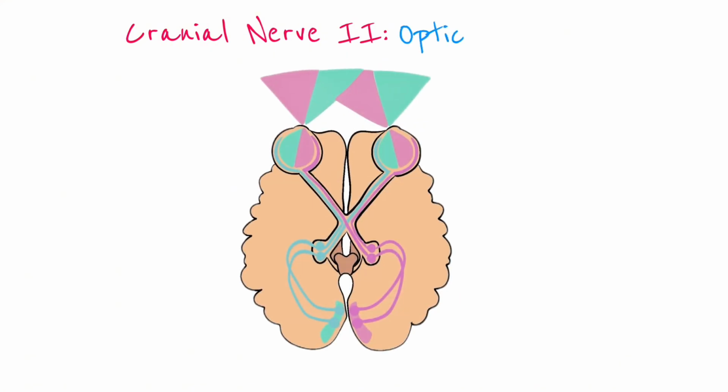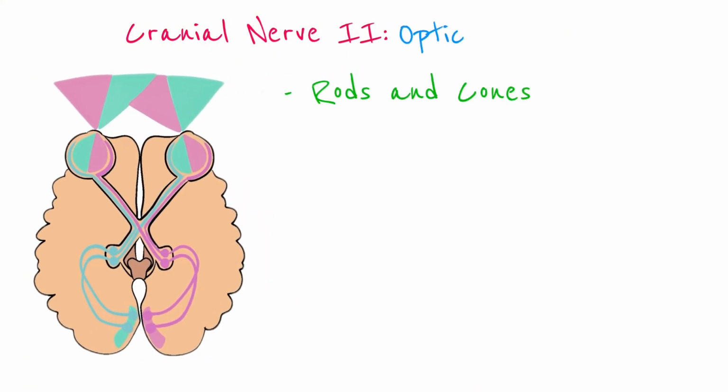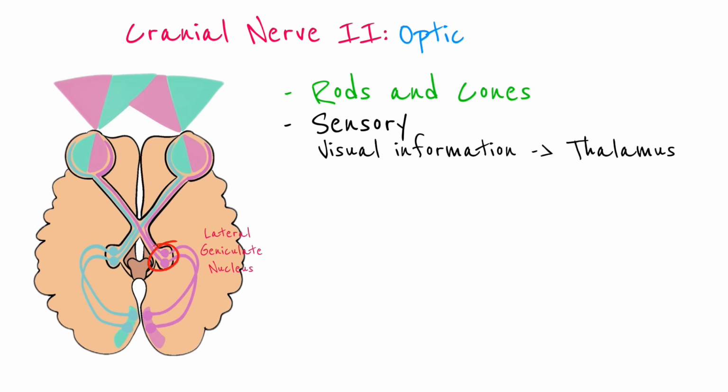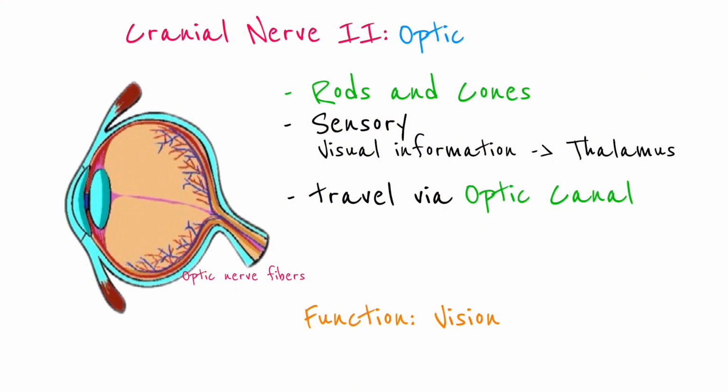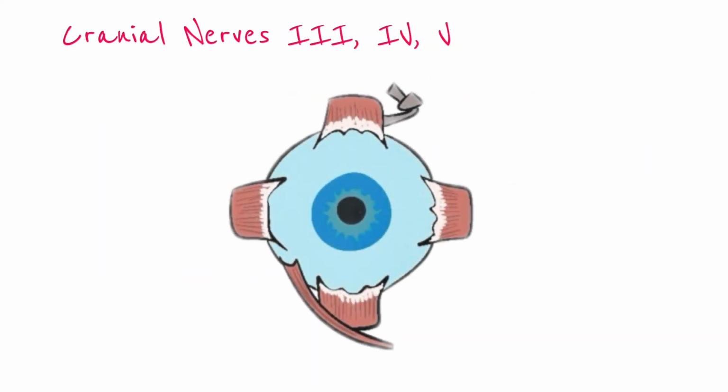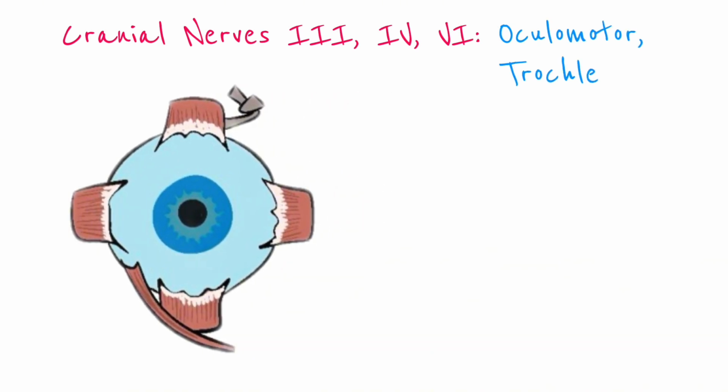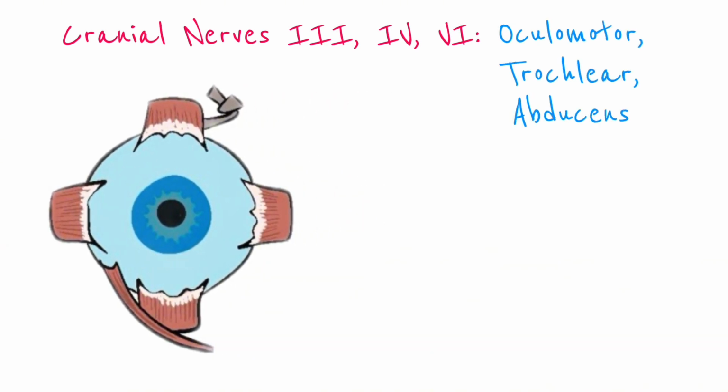Cranial nerve 2, optic nerve. The rods and cones of retinal sensory receptors send visual information to the thalamus, mainly the superior colliculus and the lateral geniculate nucleus via the optic nerve. The optic nerve fibers travel via the optic canal and enter the middle cranial fossa. It functions for vision.